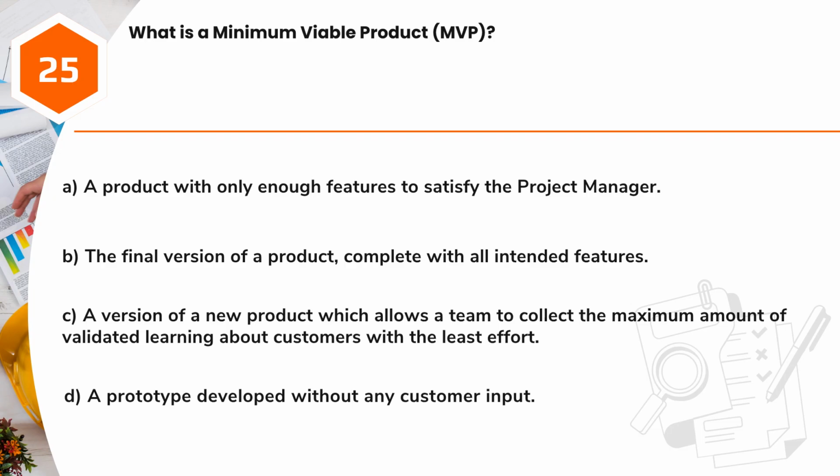Question 25. What is a minimum viable product, MVP? A. A product with only enough features to satisfy the project manager. B. The final version of a product, complete with all intended features. C. A version of a new product which allows a team to collect the maximum amount of validated learning about customers with the least effort. D. A prototype developed without any customer input.